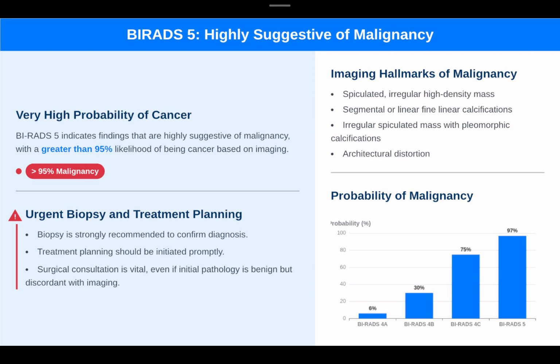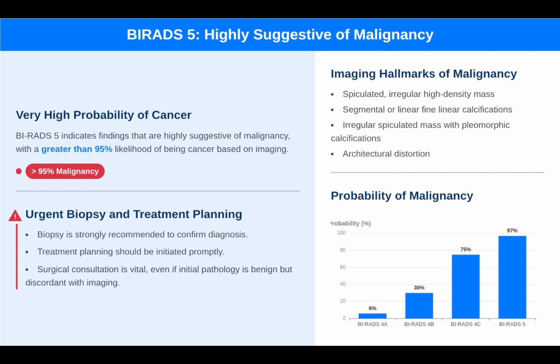When a radiologist assigns BI-RADS 5, it is a very serious finding. This category signifies that the lesion is highly suggestive of malignancy with a probability of cancer exceeding 95%. These are the findings that scream cancer on imaging. The imaging hallmarks of malignancy in BI-RADS 5 are typically classic and undeniable.